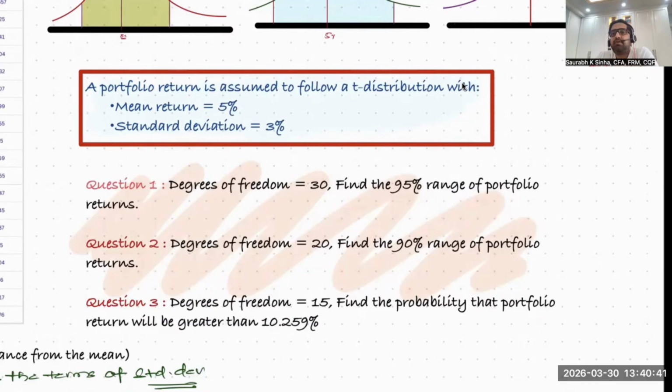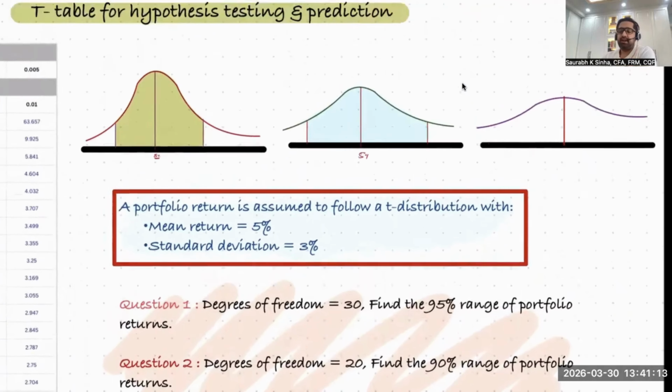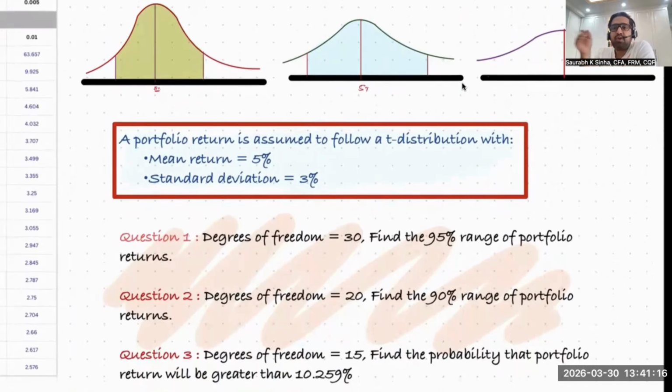Most important, a very big assumption in this question is that the portfolio return is T distributed, or the sample return. I'm not saying sampling return. Sampling return is a very important concept, but the sample return is T distributed. Very important, otherwise the whole question would be different. You don't have to worry about sampling distribution for the time being. Find the 95% range of the portfolio return, symmetric to the mean. So basically, tell me what is the range of portfolio return at a 95% probability.